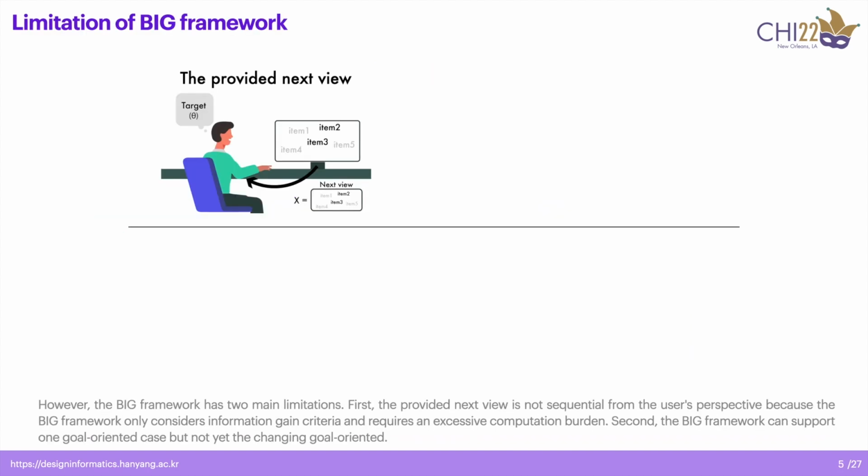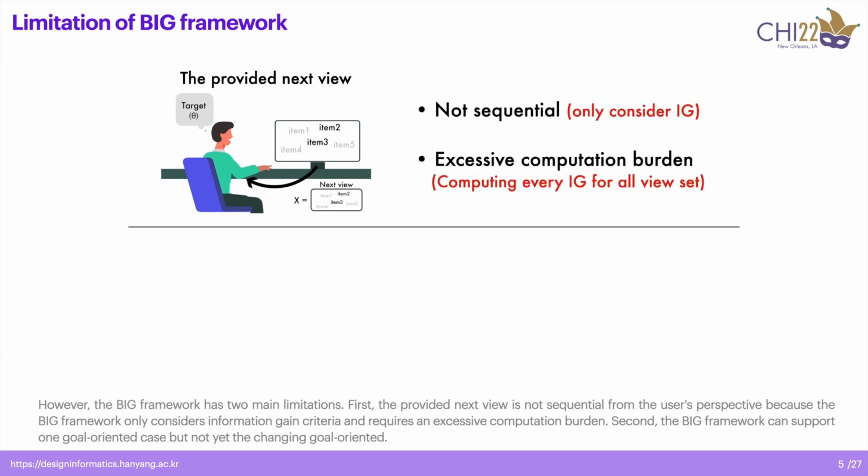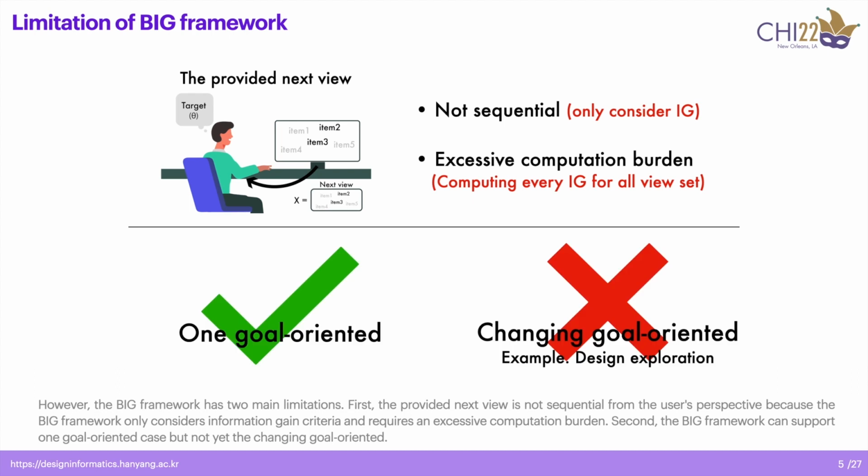However, the BIG framework has two main limitations. First, the provided next view is not sequential from the user's perspective because the BIG framework only considers information gain criteria and requires an excessive computation burden. Second, the BIG framework can support the one goal-oriented case, but not yet the changing goal-oriented case.